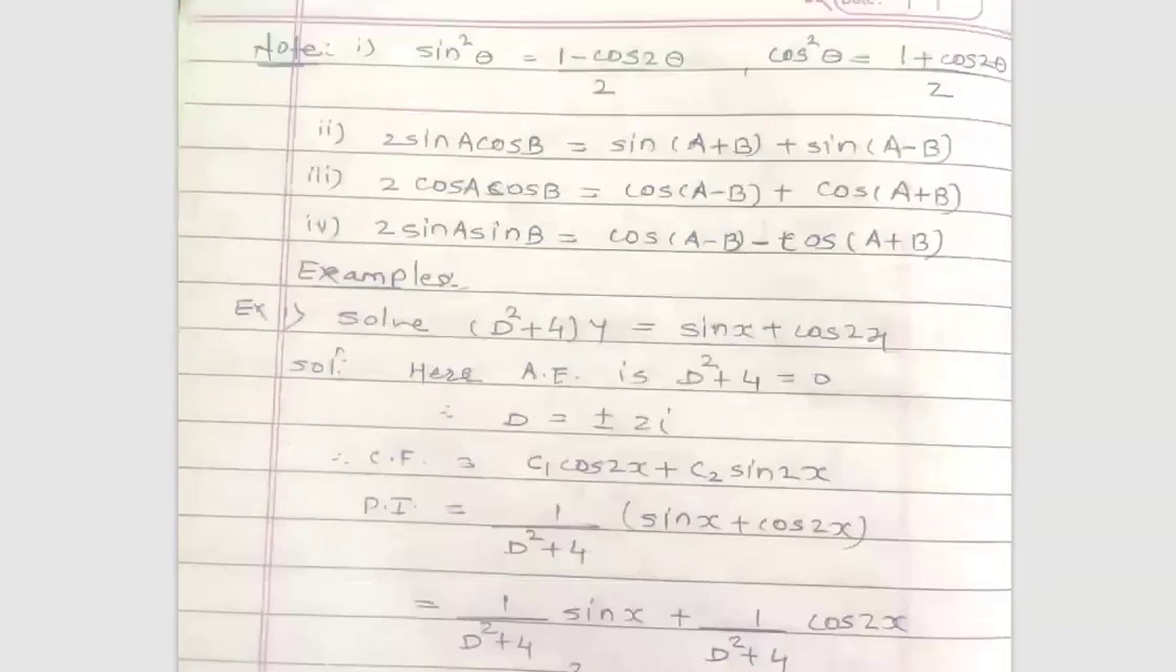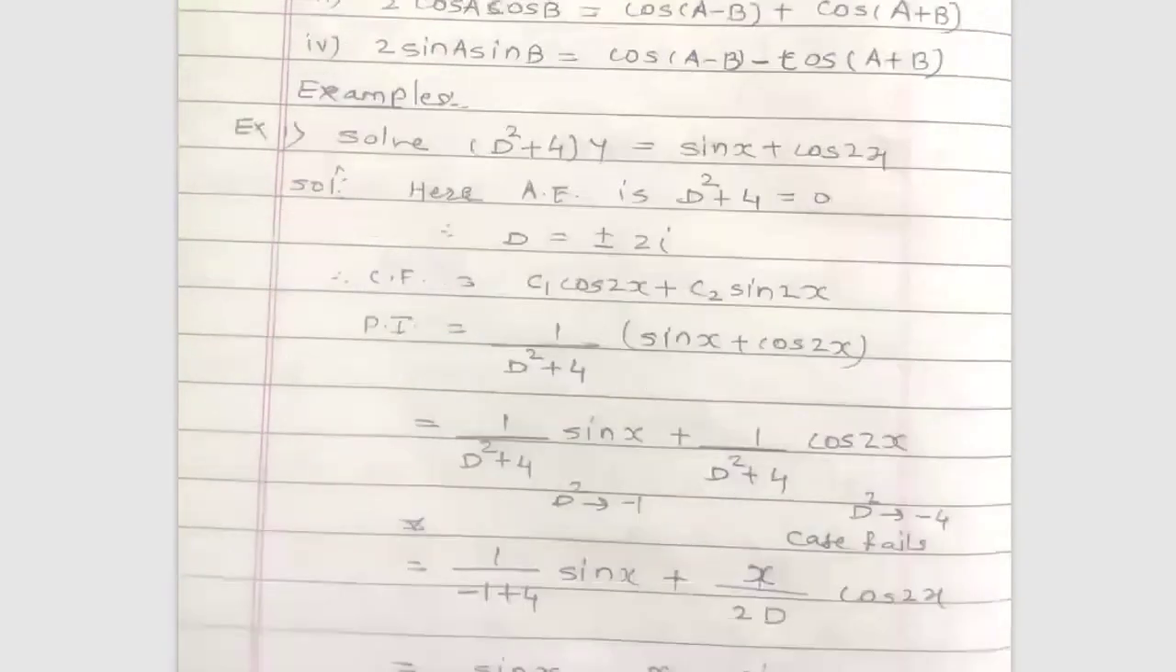Now here, you revise the formulae of trigonometric results. The first one is sine square theta is equal to (1 minus cos 2 theta) by 2. Cos square theta is equal to (1 plus cos 2 theta) by 2. Then product formulae: 2 sine A cos B is equal to sine of (A plus B) plus sine of (A minus B). 2 cos A cos B is cos of (A minus B) plus cos of (A plus B). 2 sine A sine B is equal to cos of (A minus B) minus cos of (A plus B). Now the examples here.